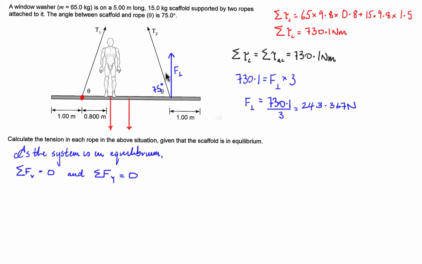So we can also say that this angle here is going to be 15 degrees. So this is the adjacent side, this is the hypotenuse, we're going to use cosine. So we know that cosine is adjacent over hypotenuse. So to work out the hypotenuse, we're going to divide 243 by the cosine of 15.